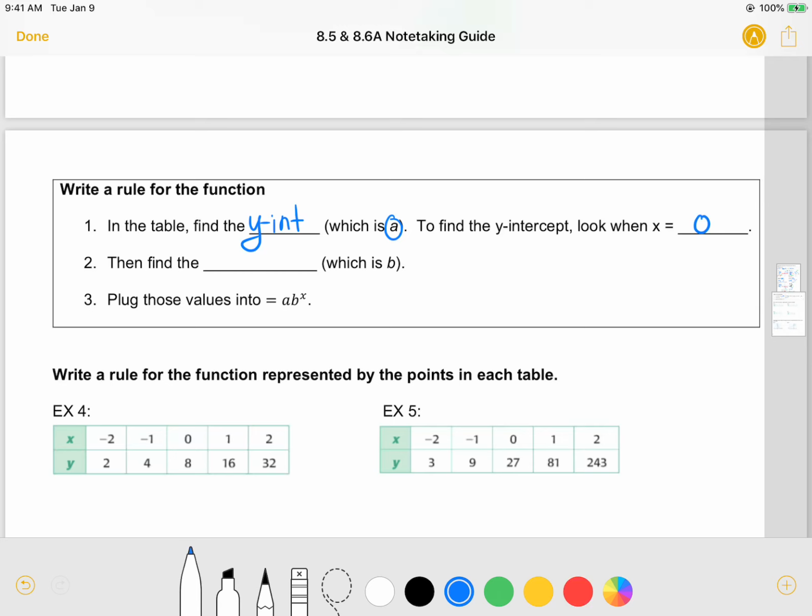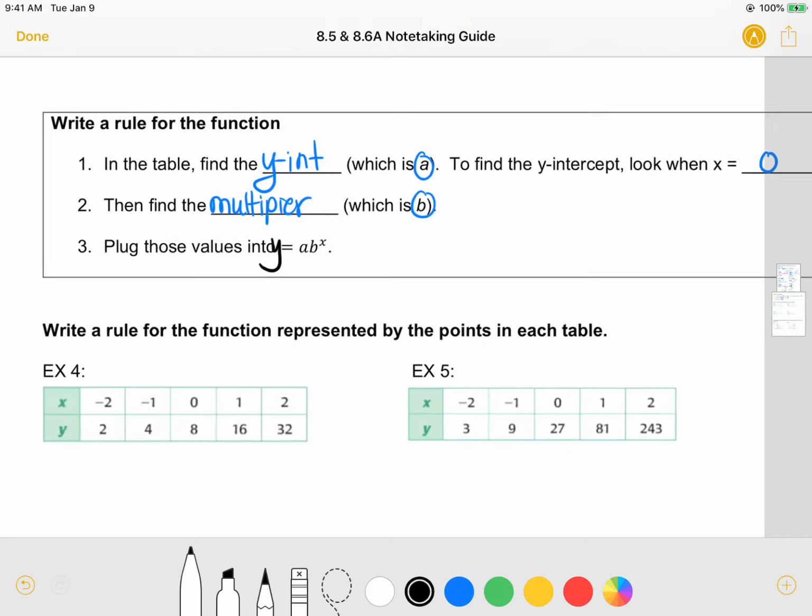Okay, the next thing is that we are going to find our common multiplier. So we're going to find our multiplier, and that will be the value of b. Okay. And then our third step is to just plug those into our function. I'm going to slip a y in right there. Plug it into our function. y is equal to a times b to the x power.